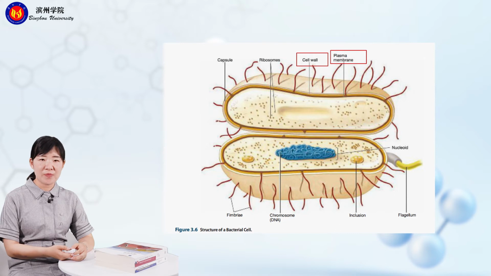Many bacteria are surrounded by a capsule or slime layer external to the cell wall. They help bacteria resist phagocytosis and adhere to surfaces.